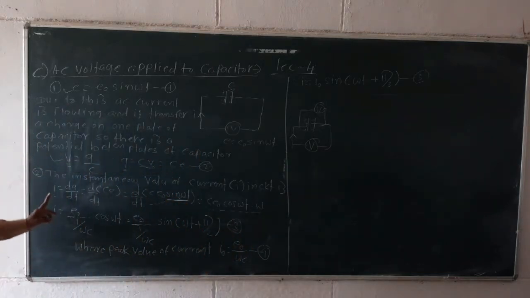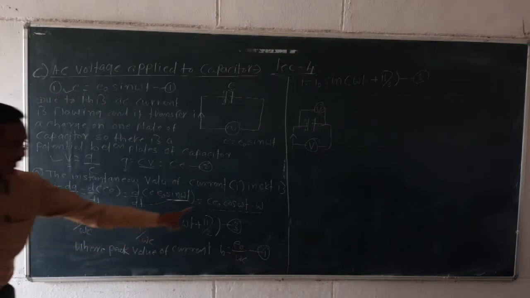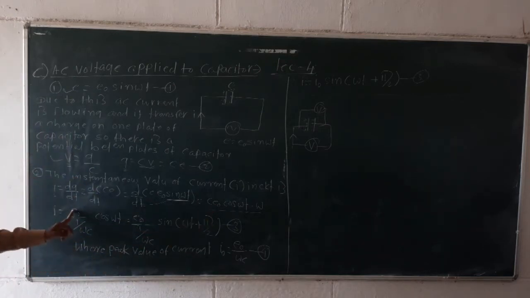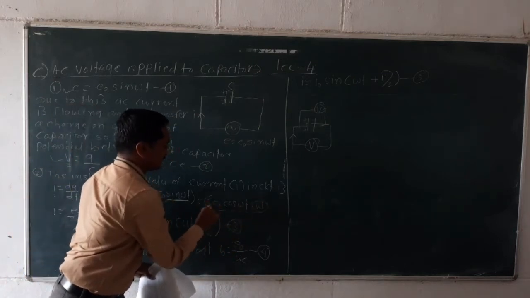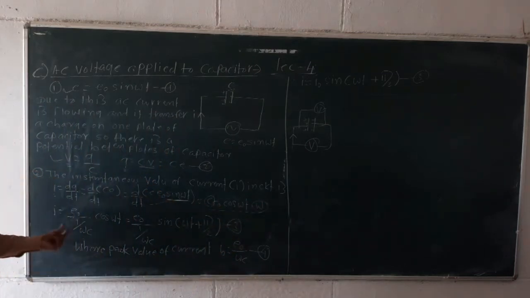Then I is equal to, therefore I is equal to, now see what we can do here, E0 into this omega and this C, omega C, how did we write it, E0 upon 1 upon omega C. If you transfer this omega C to the numerator, 1 upon omega C, if it goes up, it becomes omega C as it is.